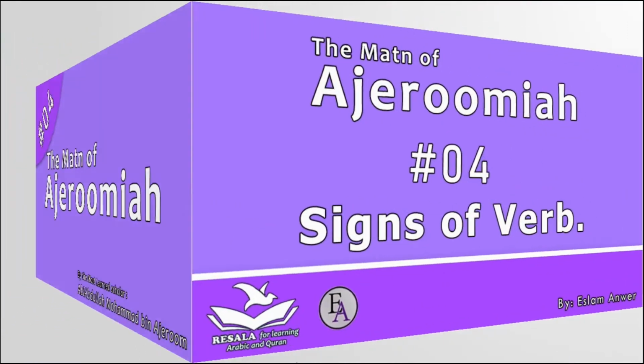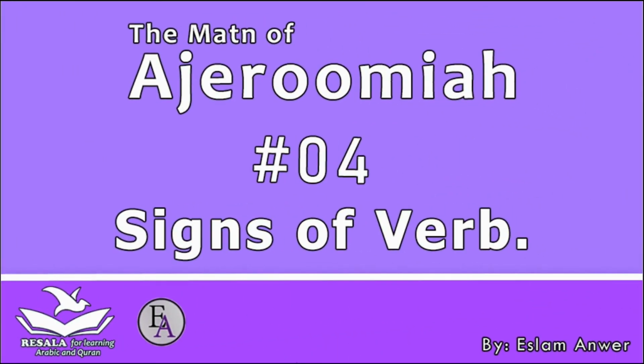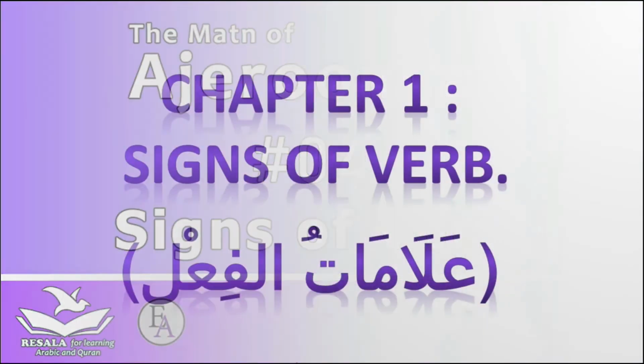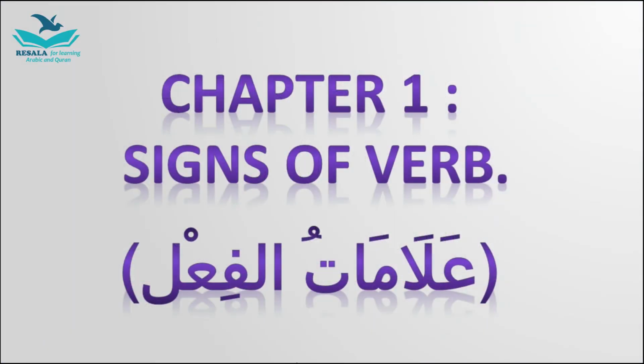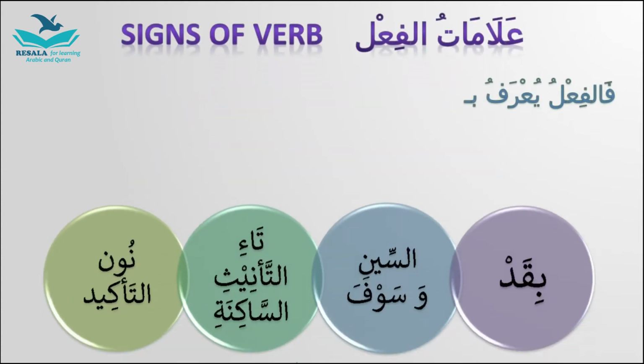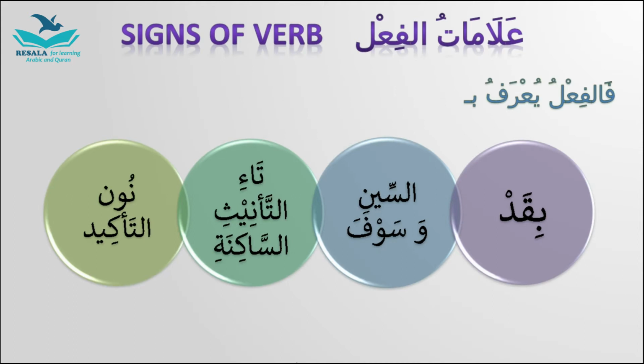In our previous videos, we have looked at the sign of the noun. Now we are going to continue and look at some signs that tell us the word is a verb. If you remember, the verb is something that happens in a time. We can find from the Ajroomiyah three signs that tell us the word in front of us is a verb: the entering of qad, the entering of السين وسوف, and التأنيث. Here in this video we will add and explain another sign that tells us the word in front of us is a verb, نون التأكيد.